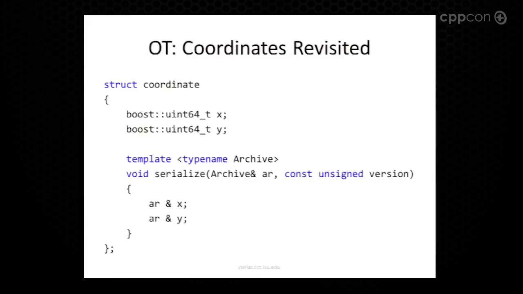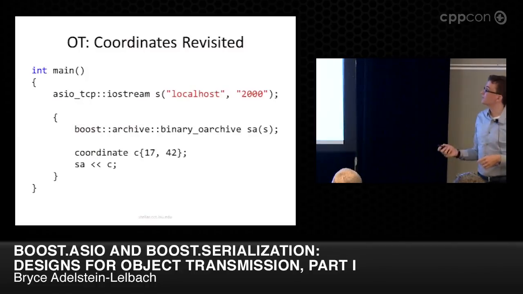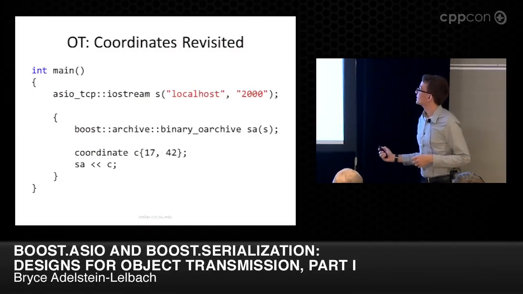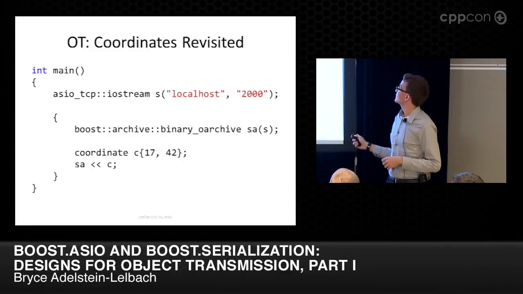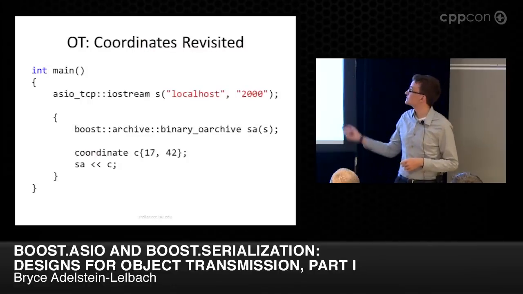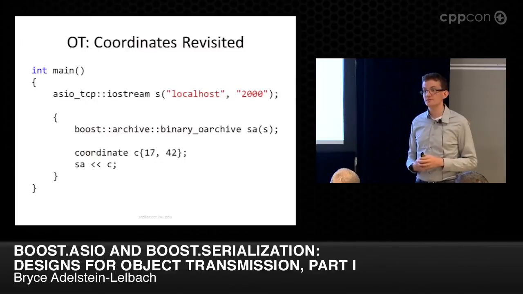Speaking of that coordinate, we're going to go back to that. So here's this coordinate. Let's say I want to send this over the wire. So here's the minimal object transmission example. This is the client side, and this is the server side code. We've got a binary archive, so an output archive. And we're going to connect to localhost. So this is the client side code. It's going to write to the server. We want to send this coordinate to some server.